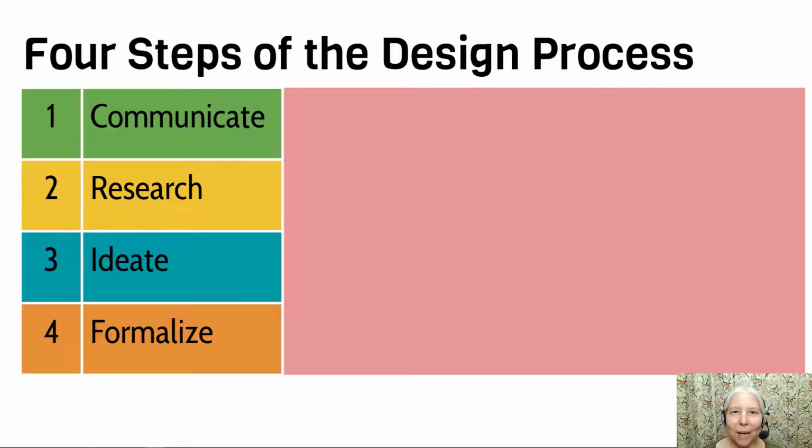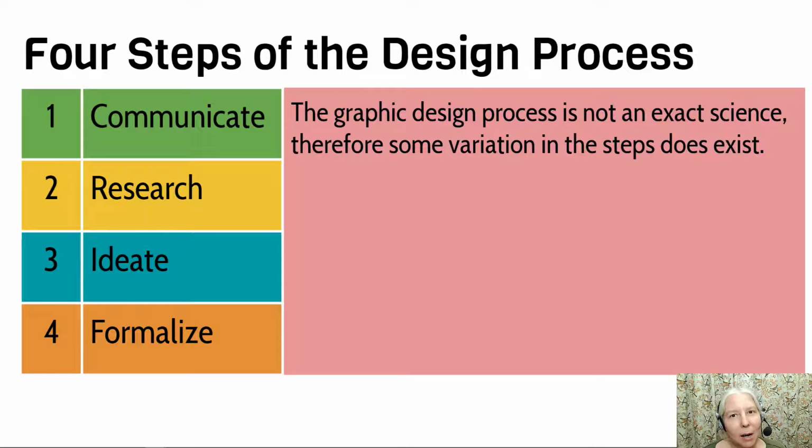There are 4 basic steps of the graphic design process. Number 1, communicate. Number 2, research. Number 3, ideate. And number 4, formalize. The graphic design process is not an exact science. Therefore, some variation in the steps does exist.